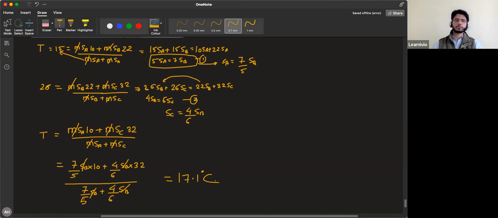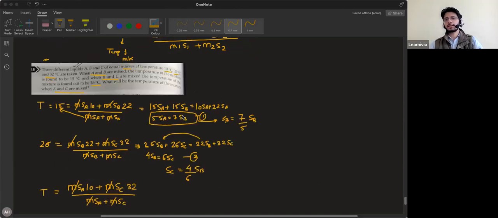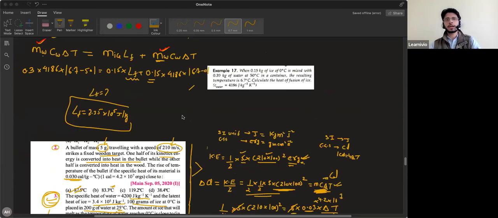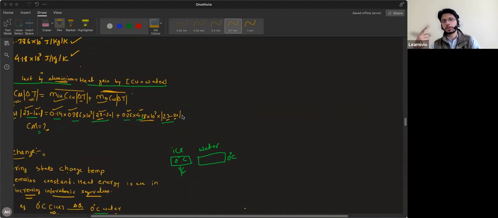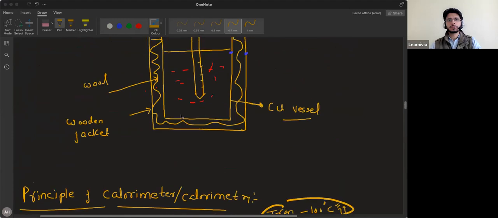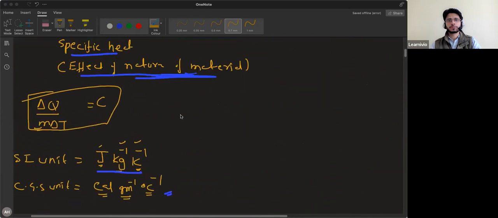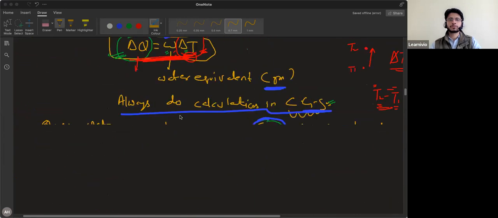Yeah, can I scroll it down? Yes, sir. So the next thing that you should know in thermal properties that will be useful in thermodynamics as well is this term. Where is it? Latent heat.